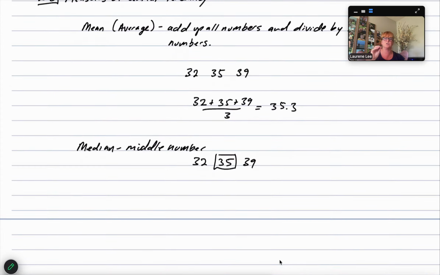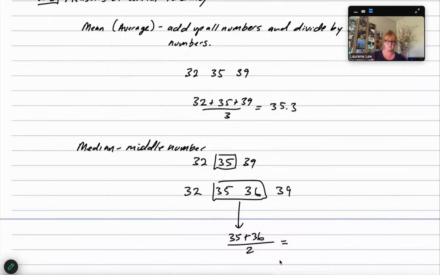If there is no middle number, if there's an even number of data points and there's two middles, so let's say we had 32, 35, 36, and 39, then what you do is you take the middle two and you average them. So I would take 35 plus 36, and since there's two values, I'd divide by 2, and that would be your median. So 35 plus 36 divided by 2 is 35.5. All right, that's how you find your median.